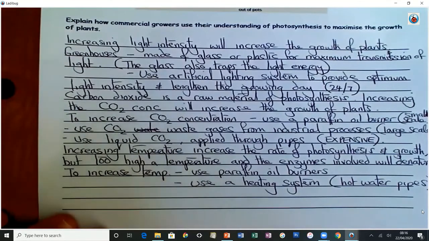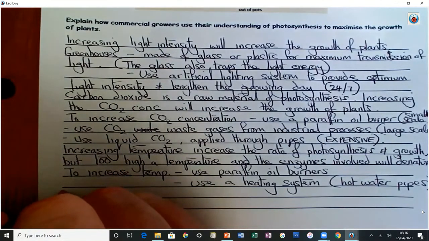Now we've said if the temperature gets too high, then the enzymes denature, photosynthesis will slow down, and growth will slow down. So we need to be able to decrease the temperature as well. To decrease the temperature, we can use an automatic ventilation system.